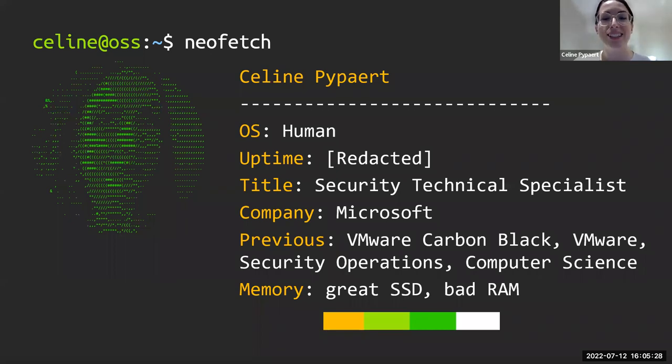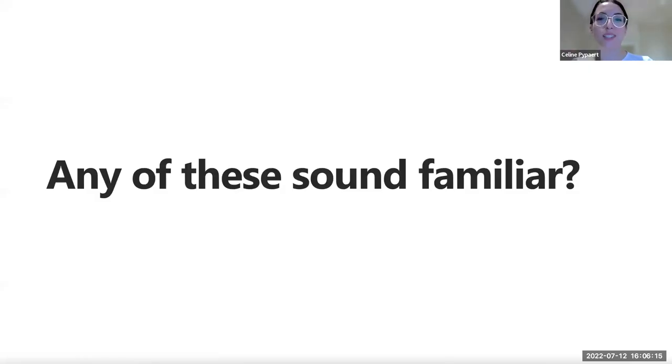I took a different spin on the typical "who am I" that I used to always do. So for any big Linux nerds, they might get that reference. I'm currently a security technical specialist at Microsoft here in the UK. Previously, I was at Carbon Black, an endpoint protection solution that was acquired by VMware. Before that, I was in VMware's core organization. I've got a little bit of security operations background, which was when I pivoted into cybersecurity specifically. And I've studied computer science as well. Then I made a very corny dad joke about how I have a good long-term memory but a very bad short-term, working memory. Again, for any big Linux nerds, they might get that reference.